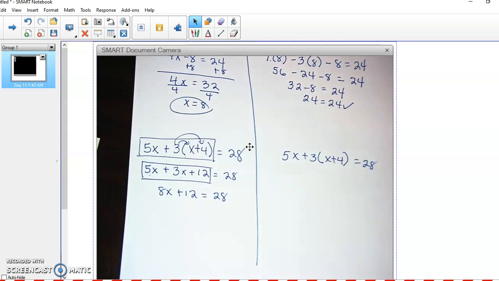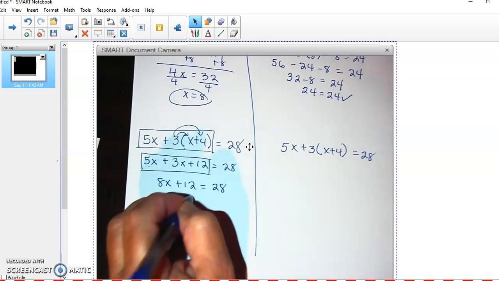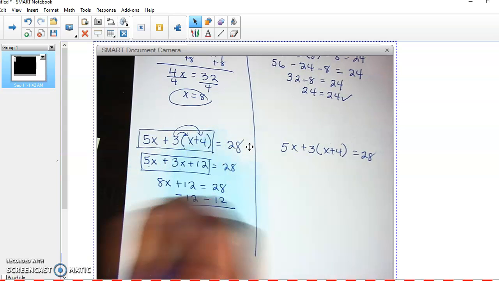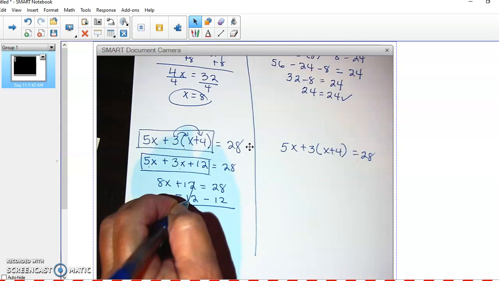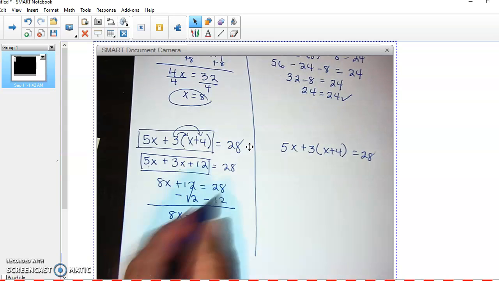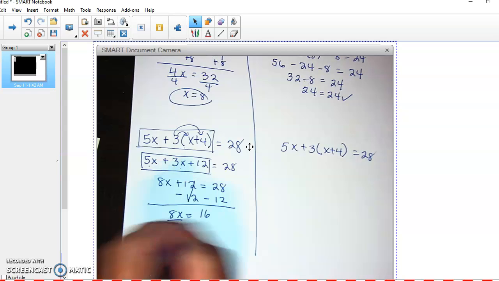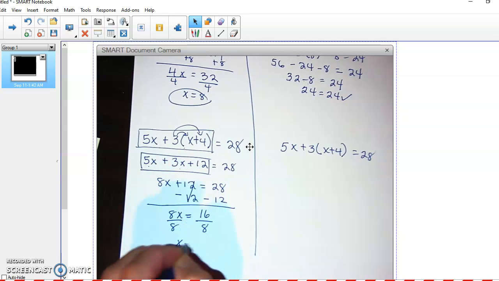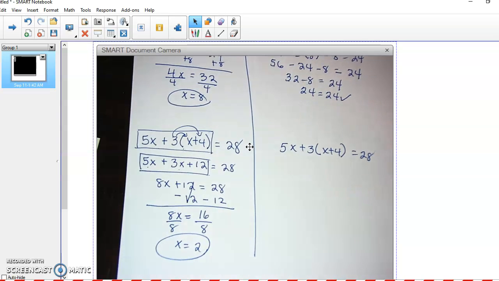Now we have it down to a two-step equation, so we know we can start solving. We're going to start solving for x. Cross that out. 28 minus 12 is 16. And then we divide by 8 on both sides, and x equals 2. Now we're going to check to see if it works.